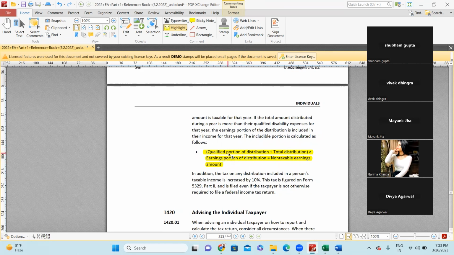So how do you calculate that? Qualified portion of the distribution divided by total distribution, multiplied by the earning portion of the distribution. For example, if you have spent $10,000, out of which $3,000 is qualified, then 3,000 divided by 10,000 multiplied by the earning portion of the distribution. To that extent you can claim. Right, so this is all for the taxation side.